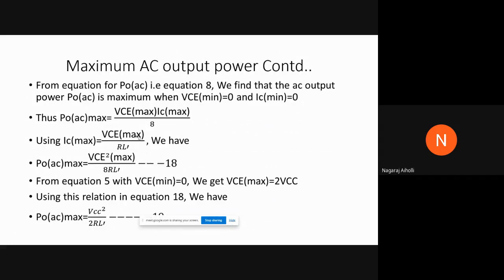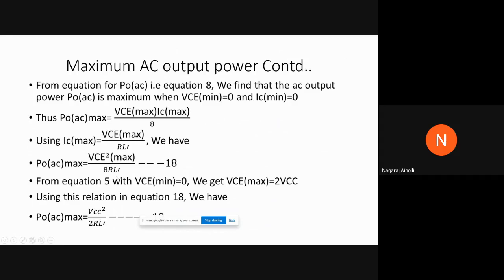Now if we substitute IC max is equal to VCE max by RL dash in the above equation, we get P naught AC max is equal to VCE square max by 8 RL dash, because IC max is VCE max by RL dash. Therefore P naught AC max is equal to VCE max by 8 into VCE max by RL dash. That will give us VCE square max divided by 8 RL dash.